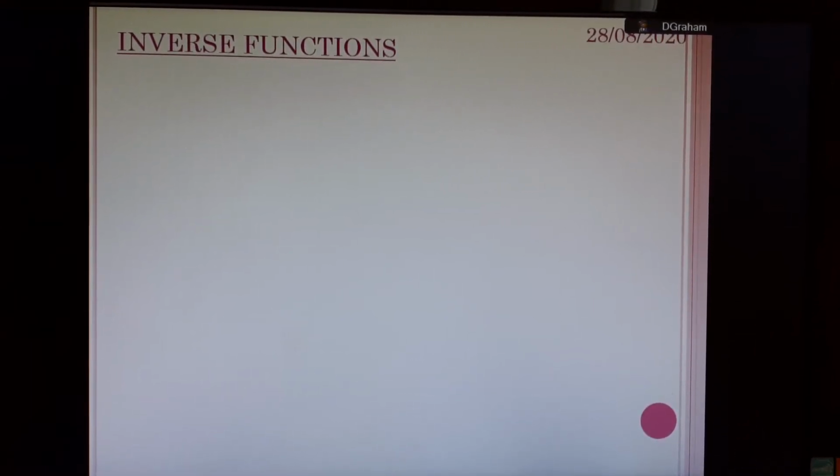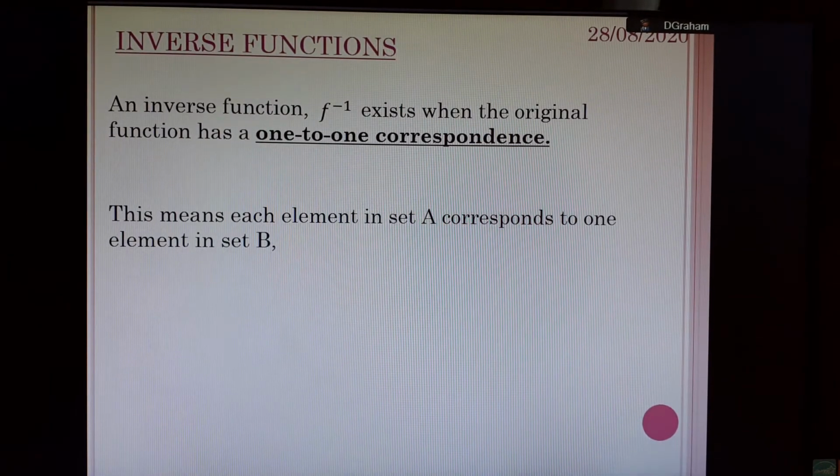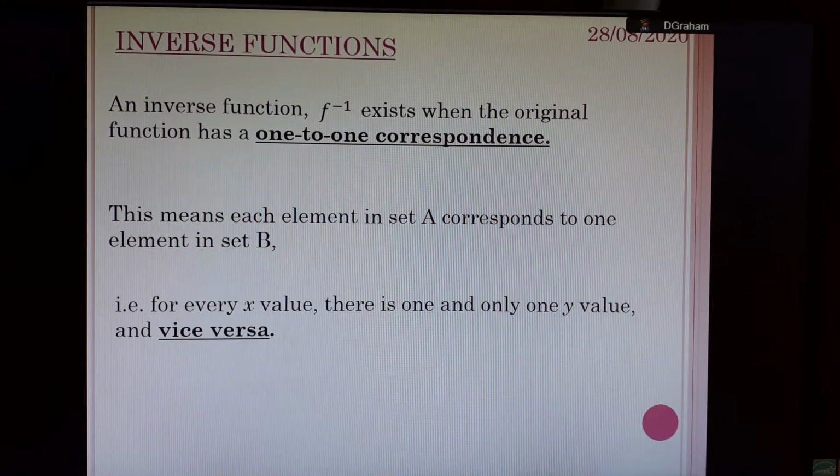Hi everyone, and today we're going to look at inverse functions. An inverse function, written as f with a little power of -1, exists when the original function has a one-to-one correspondence. This means that each element in set A corresponds to one element in set B. For every x value, there is one and only one y value, and vice versa.